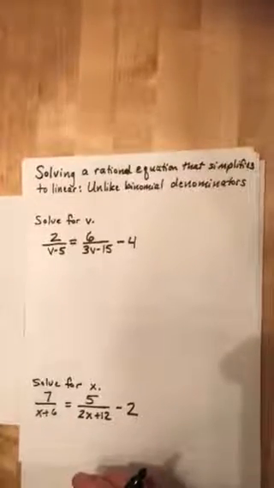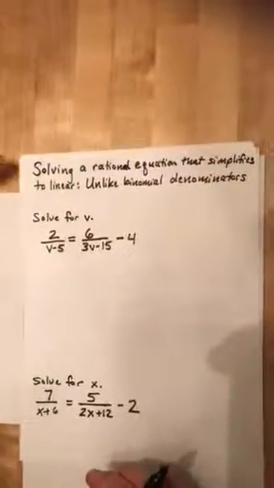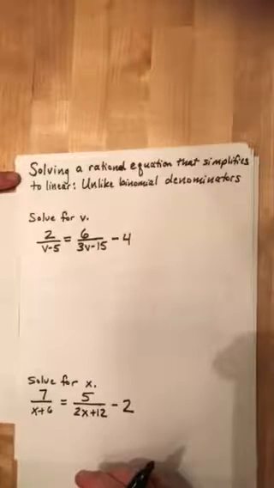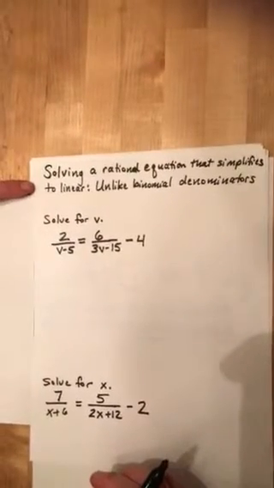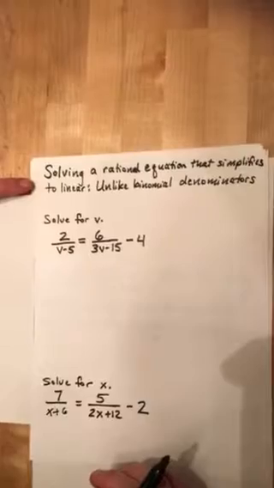This is Math 97, Quiz 2 topic. Solving a rational equation that simplifies to linear, unlike binomial denominators.